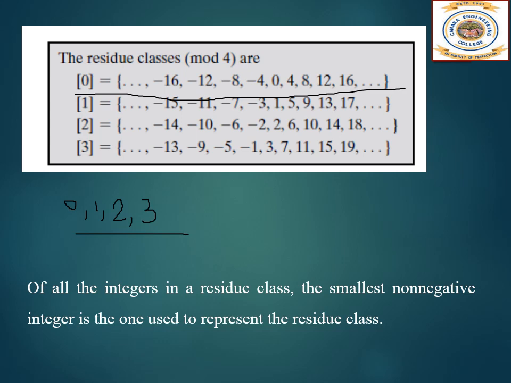Now, when are we going to get 2 as a remainder? If I consider 2 mod 4, 6 mod 4, 10 mod 4, 14 mod 4, 18 mod 4. Similarly, negative: minus 2 mod 4, minus 6 mod 4. Again here, minus 6 mod 4, right?